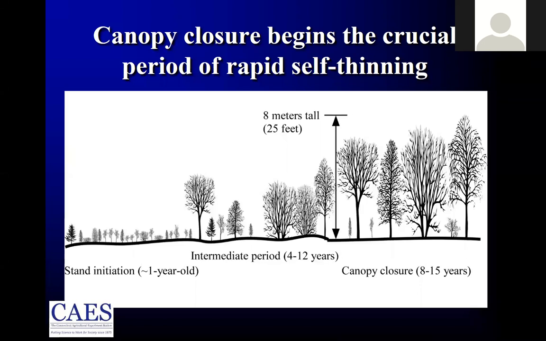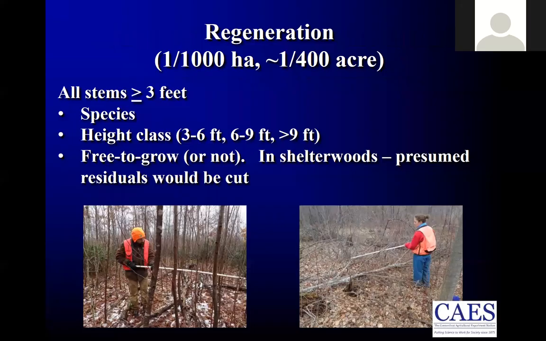That's a critical time when trees are growing and competing with each other, and you have thousands of trees out there. By the time of canopy closure, which around here is 8 to 15 years, so we picked 12 years as arbitrary, those trees that are in the upper canopy at canopy closure are the trees which in the future are going to form the upper canopy of the mature forest. Those are trees which are going to be the eventual saw timber trees.